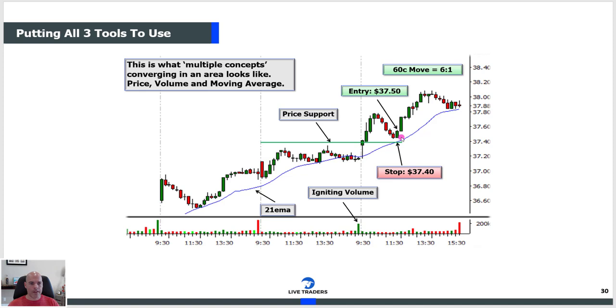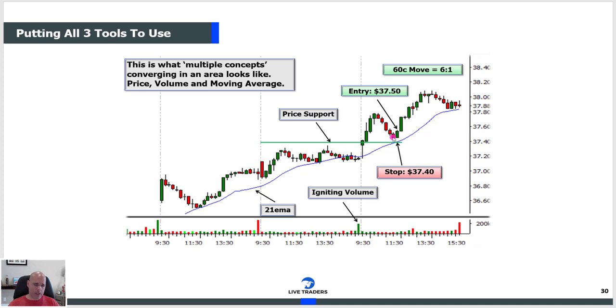Perfect. What are we doing? Multiple concepts converging in an area. We're going to buy it at 37.50. Our stop's going to be 37.40. Yep, 10 cent stop. Anything moves up to 38.10, 60 cents, 6-1. Multiple concepts converging in an area.